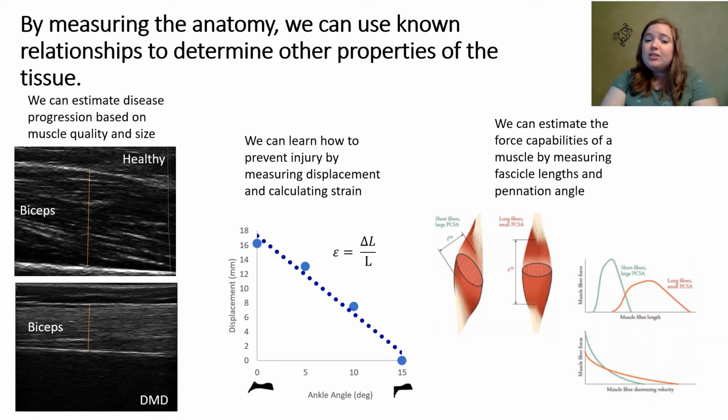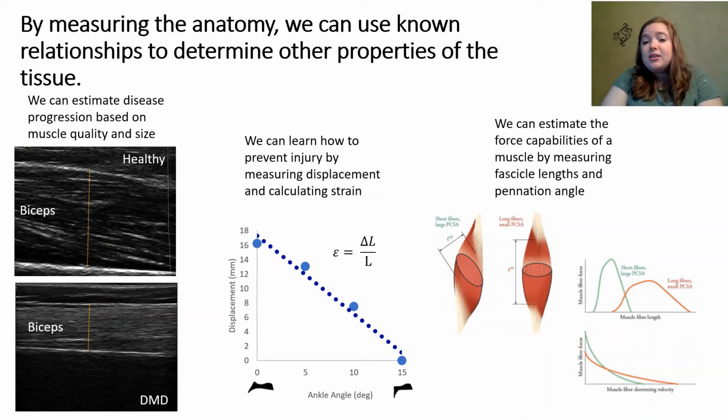Lastly, we can estimate the force capabilities of muscle by measuring the fascicle lengths and the pennation angle. Here we have two examples of muscles. One has really short fibers but a large PCSA, the physiological cross-sectional area, which takes into account the pennation angle along with the cross-sectional area. Then we have another muscle that has long fibers with a small PCSA. We can see these two curves on the right, the muscle fiber force and length, and the muscle fiber force and velocity. These two curves are really principal in the study of muscle mechanics.